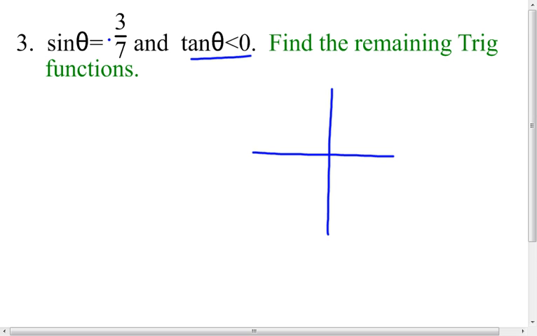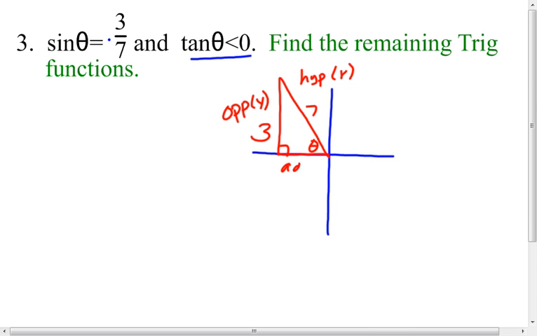Okay, so now if I draw my triangle in quadrant 2, again, I'm going to use my x-axis as one of the sides to my triangle every single time. Here's my angle. So my sine value is positive. Sine is my opposite, or my y, which in this case is 3, over my hypotenuse, or my r, which in this case is 7. And then this will be your adjacent side.